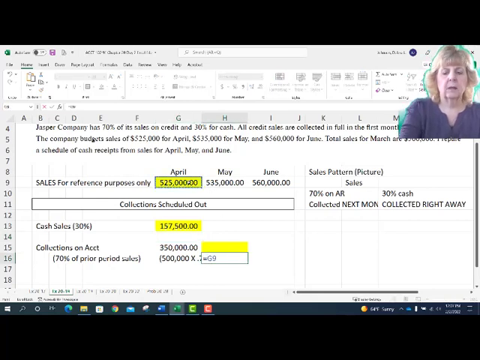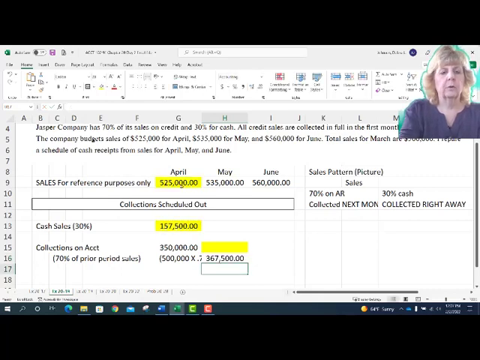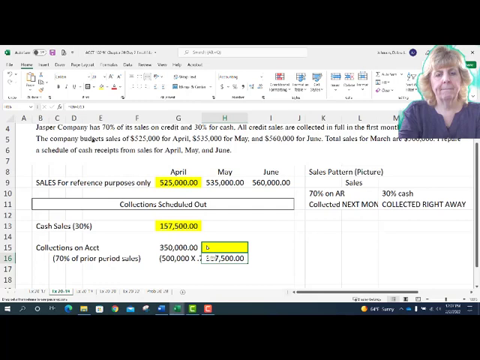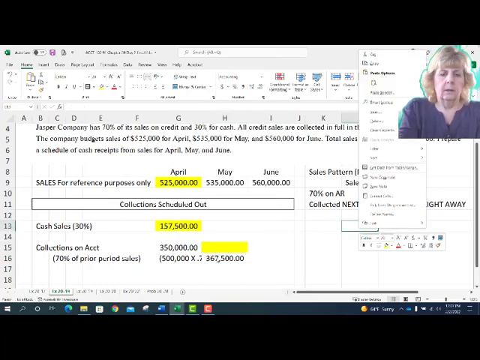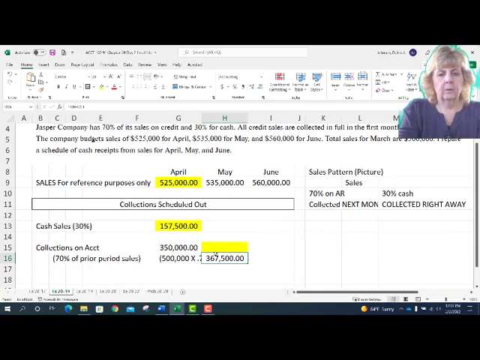So I'm just going to take the difference between total sales and the cash sales to come up with this amount. I think I put it on the wrong line. So let me move it up one. And again, I tell you, this is a school-issued computer and it gives me all kinds of problems with the mouse. Bear with me.